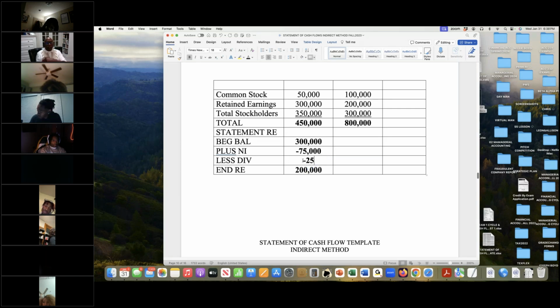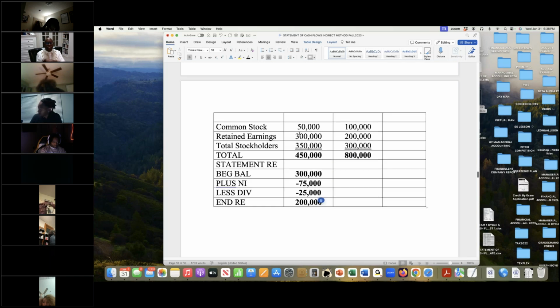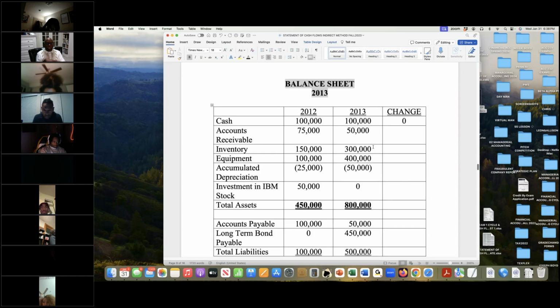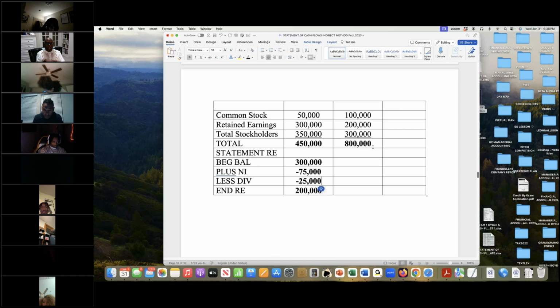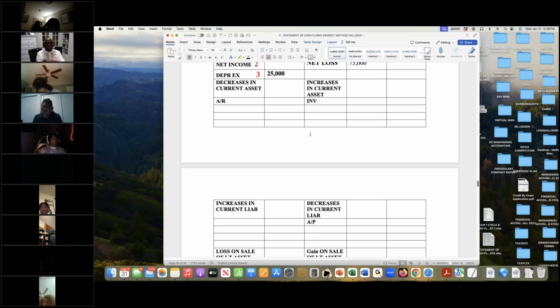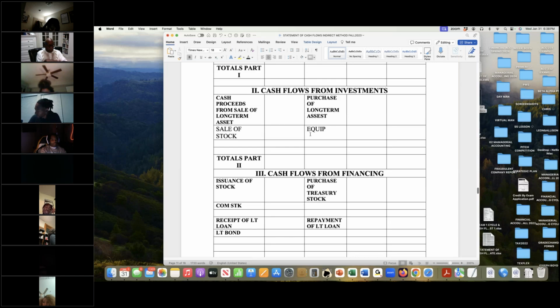So in the problem, you typically will be backing into the dividend. You'll have beginning retained earnings, ending retained earnings. You go to the income statement and get the last number on there and put it in. And so we have 25,000 for the dividend. So we'll put that here.